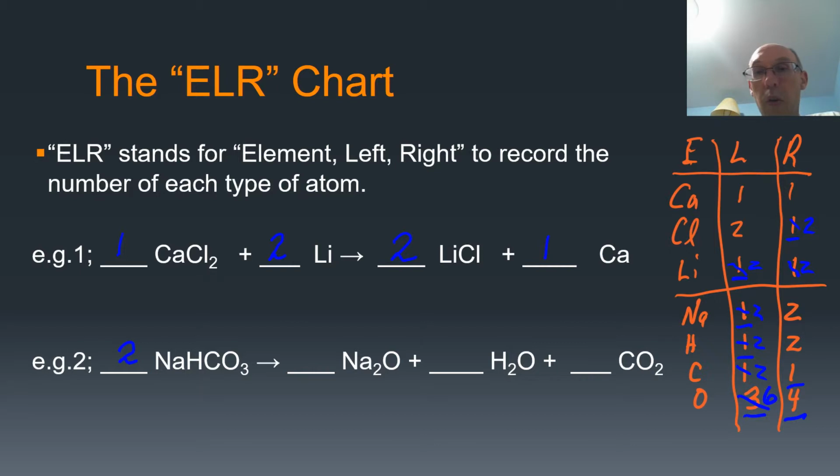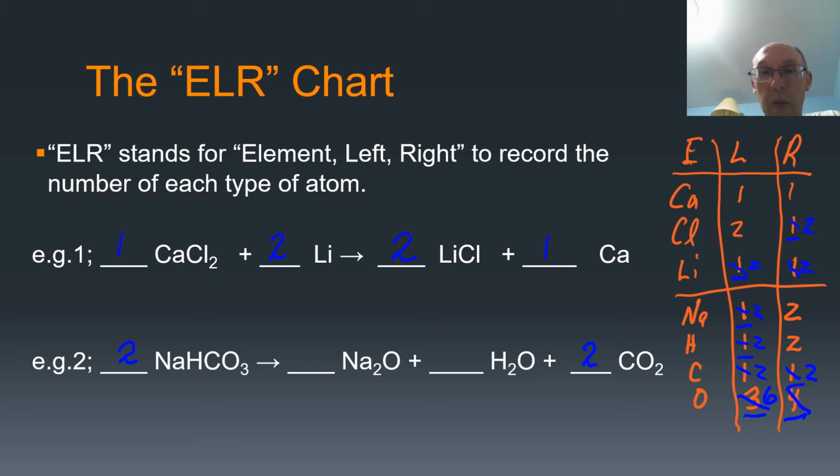Again, oxygen is all over the place. 3 different compounds, so let's hope it works out. Let's deal with that carbon first. There's 2 carbon on the left, but only 1 on the right. By multiplying this CO2 by 2, 2 times the 1 understood is 2 carbon. So now the carbon is 2.